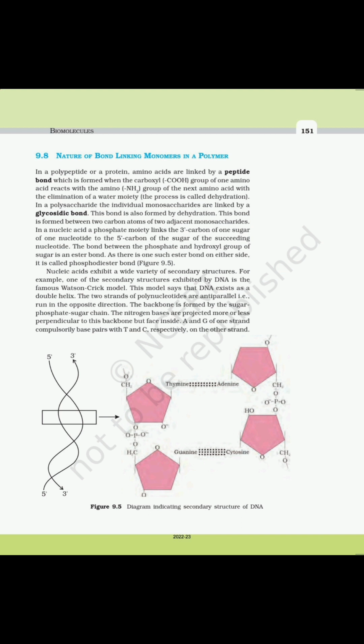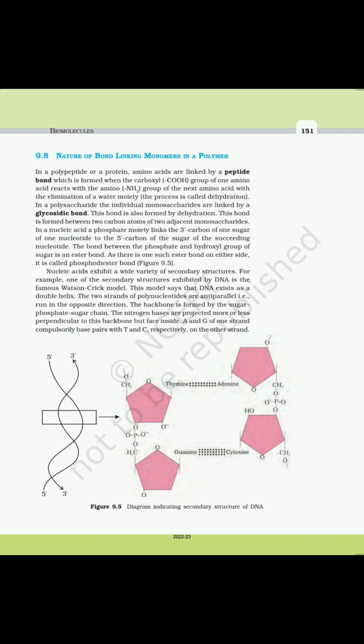Figure 9.5. Nucleic acids exhibit a wide variety of secondary structures. For example, one of the secondary structures exhibited by DNA is the famous Watson-Crick model. This model says that DNA exists as a double helix.